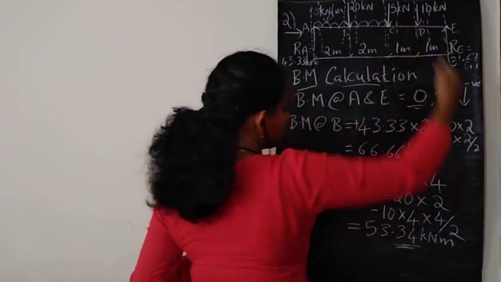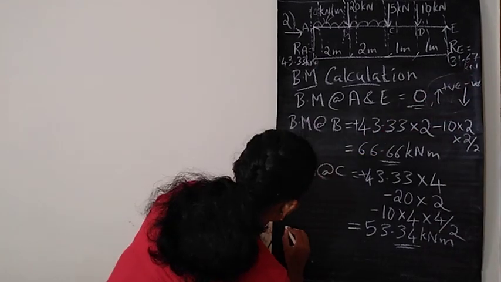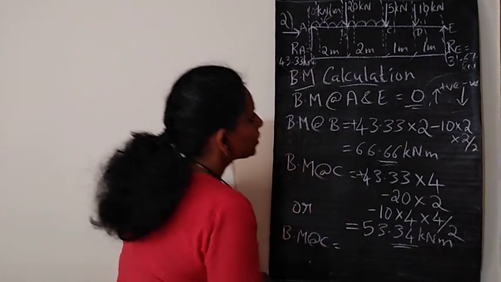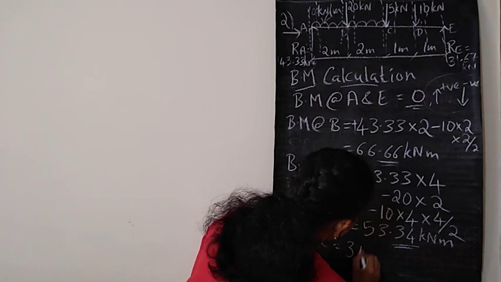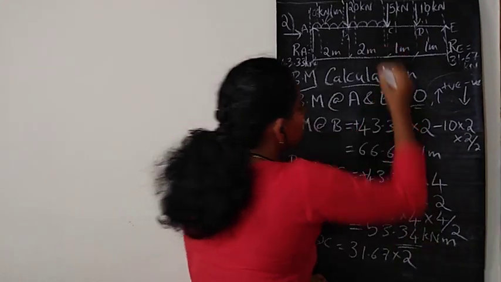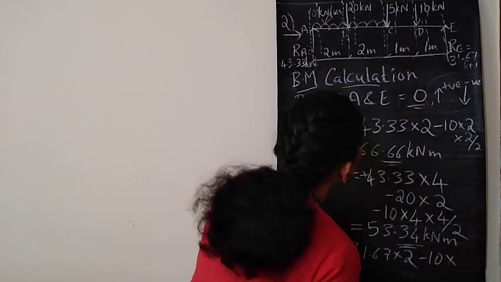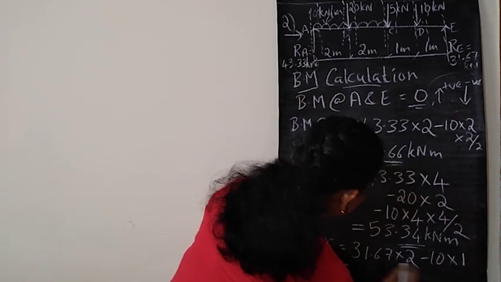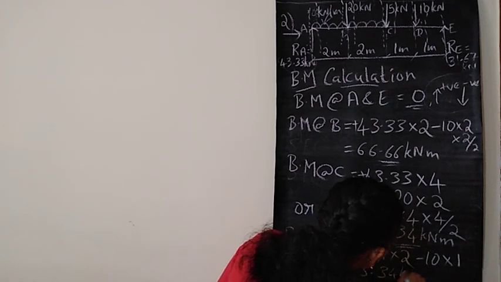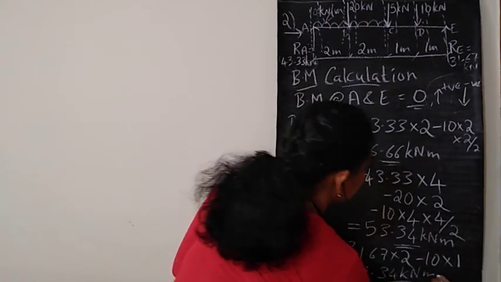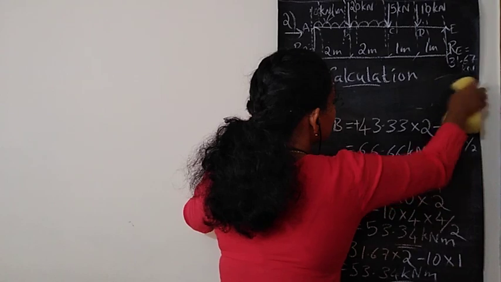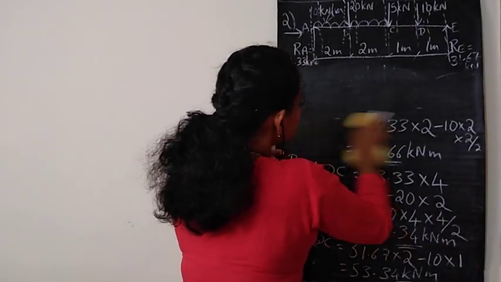You can calculate from this side and check. That will be, for example, bending moment at C, you're coming from this side, plus 31.67 into up to C, that is 2 meter, then minus 10 into 1. Just check, you have the same value, 53.34 kilonewton meter. Is it clear?